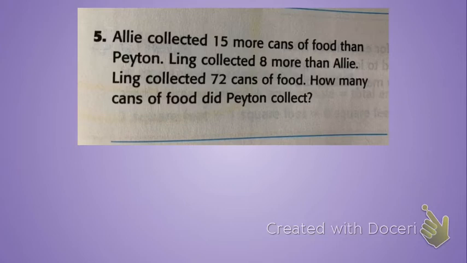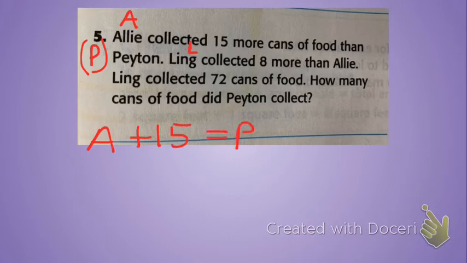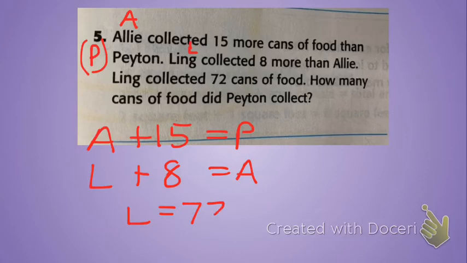All right, so let's first write down our information. And I'm going to abbreviate this. We're going to put A for Allie, P for Peyton, and L for Ling, okay? So when we write this down, what do we know? We know that Allie collected 15 more cans than Peyton. So I'm going to put Allie was plus 15. She had 15 more than Peyton did. And Ling had 8 more than Allie. And we know that Ling collected a grand total of 72 cans.